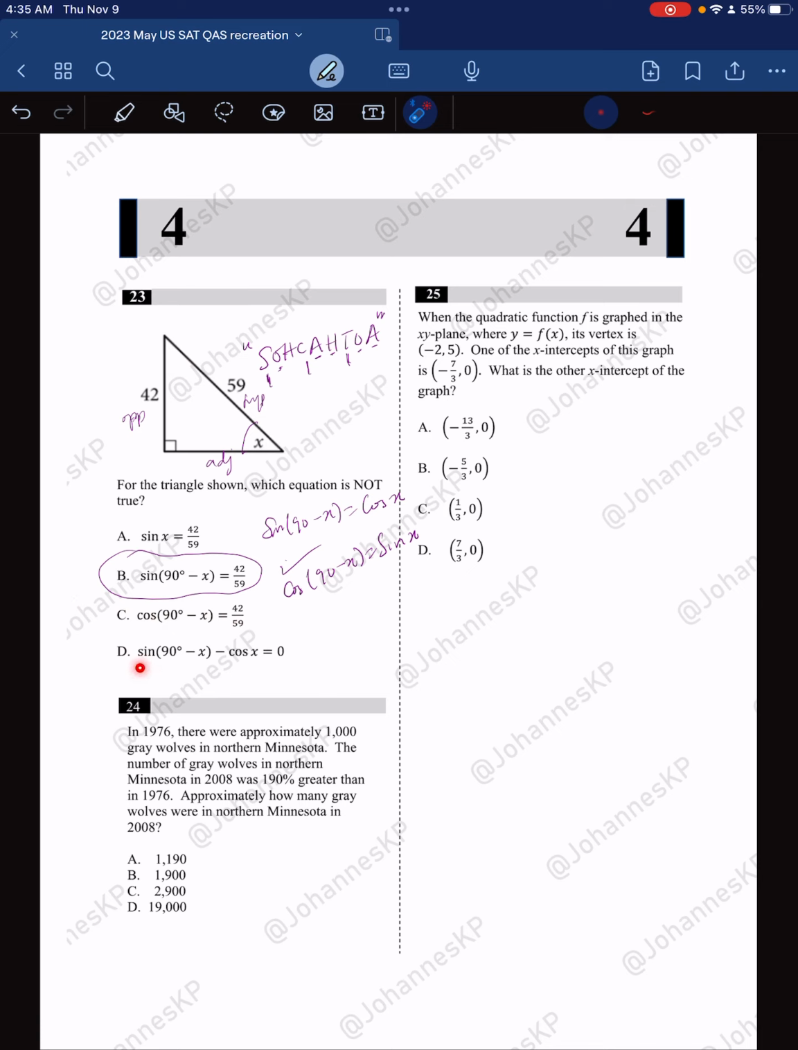Then D, sine 90 minus x minus cos x equals 0. We already know that sine 90 minus x is the same thing as saying cos x. So this is saying cos x minus cos x equals 0. So A, C, and D are correct. B is the only incorrect option, and that's our answer, B.